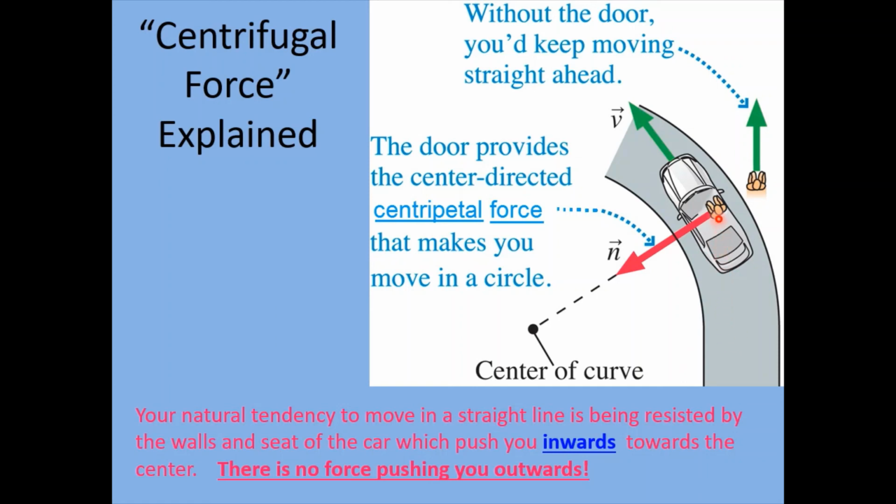So what actually happens when you're inside the car is the side of the car here, and the seat belt around you, is actually pushing you this way to the left. It's pushing you towards the center of the circle. This is the centripetal force, which is a real force. There is no centrifugal force that pushed this person to the outside. It's just a tendency for them to go in a straight line in the absence of a centripetal force. So your natural tendency to move in a straight line is being resisted by the walls and seat of the car, which push you inwards towards the center. There is no such thing as a force pushing you outwards.